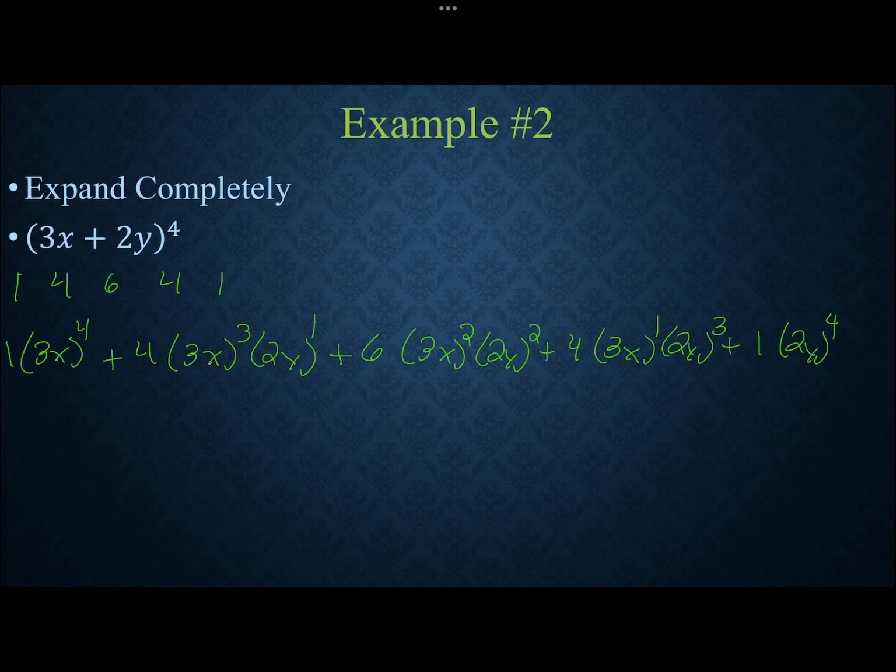So when we get our full expanded answer, we're going to get 81x^4, 216x^3y, 216x^2y^2, 96xy^3, and 16y^4.